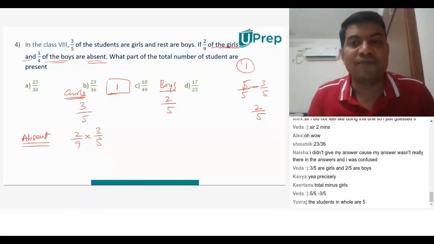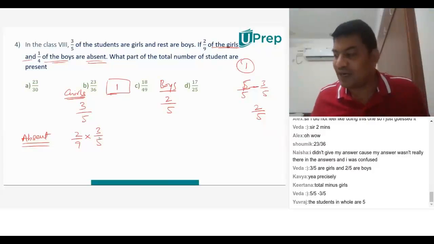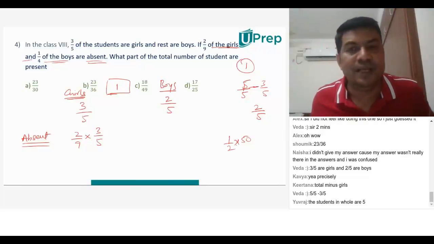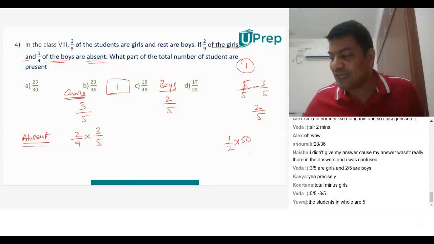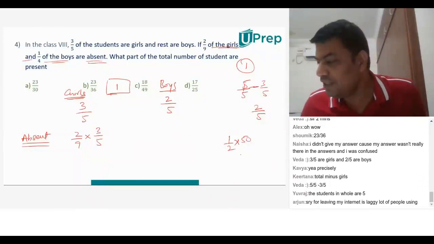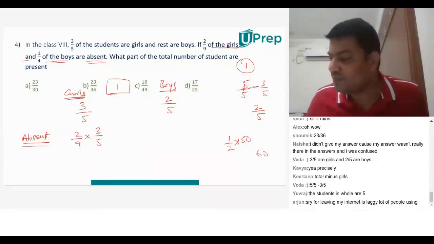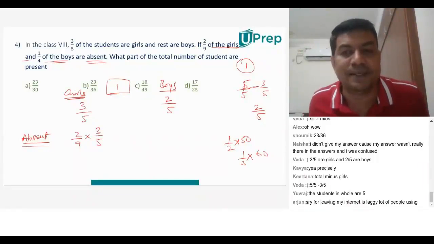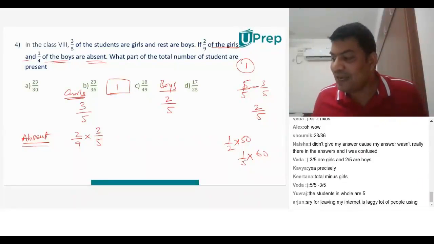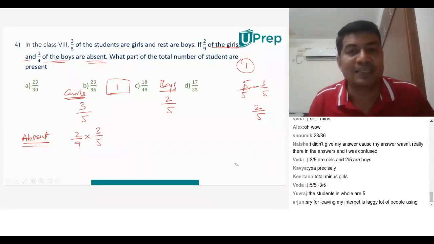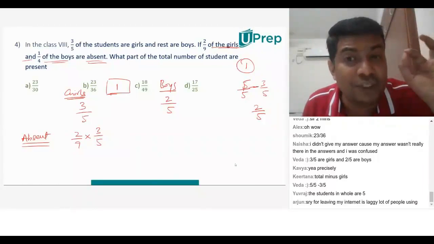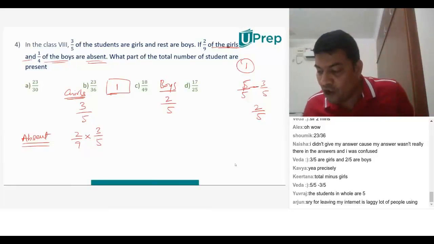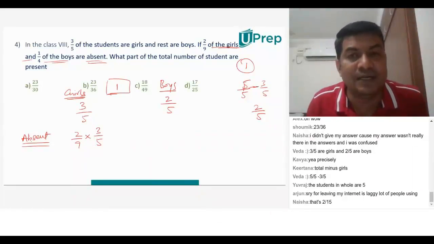If someone tells you half of the class is absent, how do you calculate half of the class? If your class is 50, you multiply half with 50. You'll get 25, right? If someone says there are 60 students in the class and 1/3 of the class is absent, what do you mean by 1/3? 1 by 3 times 60, which is 20. Right? That's how you calculate. Here it is given in the form of a ratio, P by Q. Therefore, 2 by 9 of 3 by 5 are absent among girls.